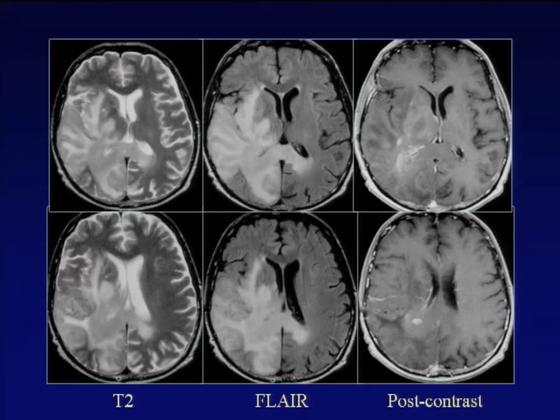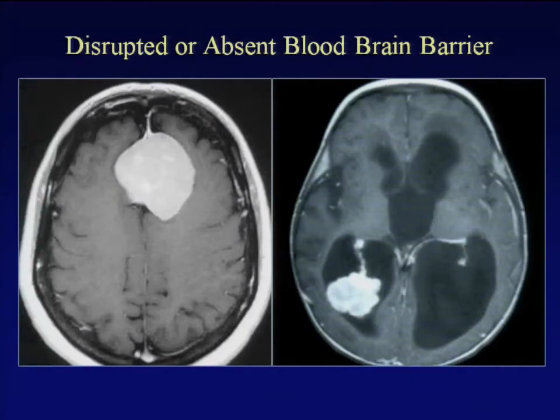So in this very aggressive tumor, you see only this minimal degree of enhancement. And vice versa, we may see a disrupted or absent blood-brain barrier in cases of benign tumors. Such as in this case, it's obvious, a case of a falx meningioma, or in this case, a very typical choroid plexus papilloma.